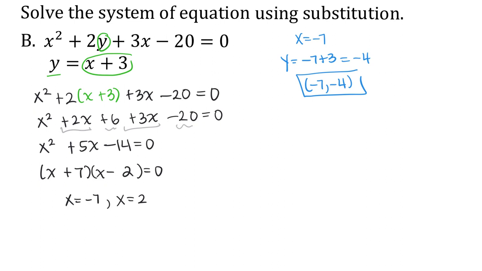Okay, but I also need to plug in x equals 2. I'm going to plug it into y equals x plus 3. So y equals x plus 3, which is 5. So 2 comma 5 is my next solution. Okay, this one has 2 solutions.